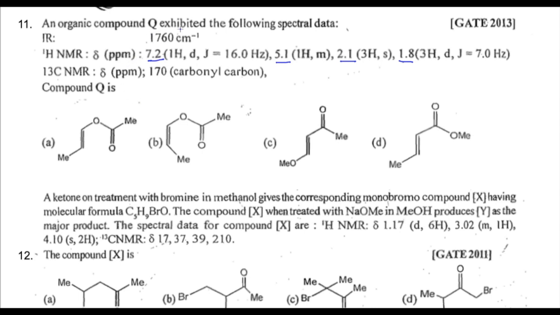So 1760 centimeter inverse is going to tell you that obviously it is going to be an ester. It's not a conjugated carbonyl, it's not a conjugated ketone basically. So if you look upon it, a conjugated ketone will give you a lower frequency. So option C you can easily cancel out, right? Now looking upon the options, if you look, IR is going to help you in that way.